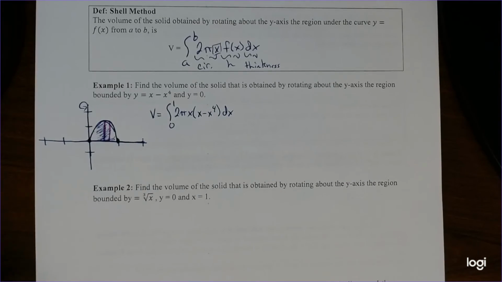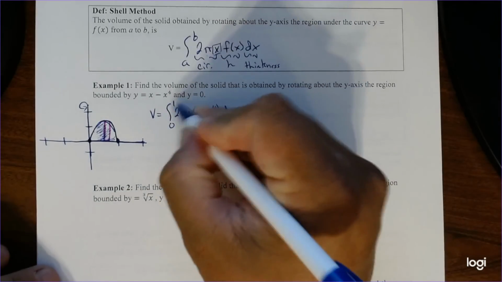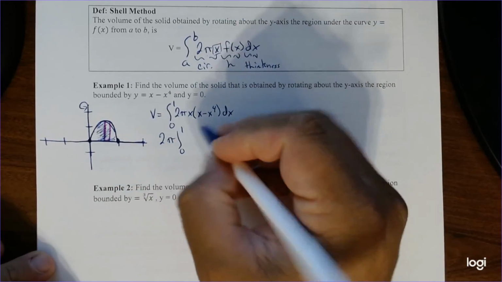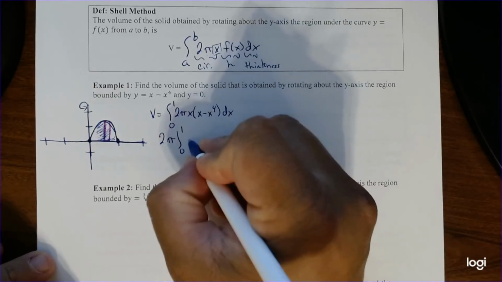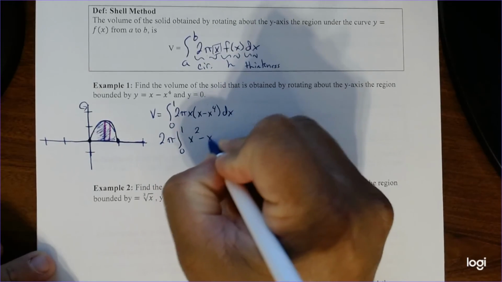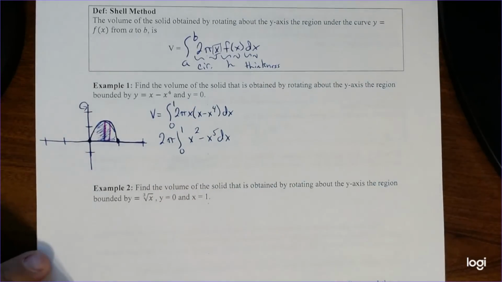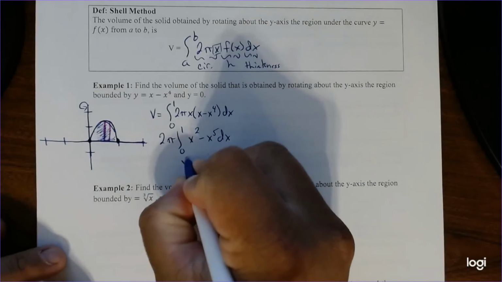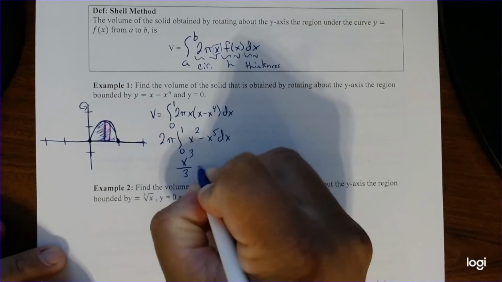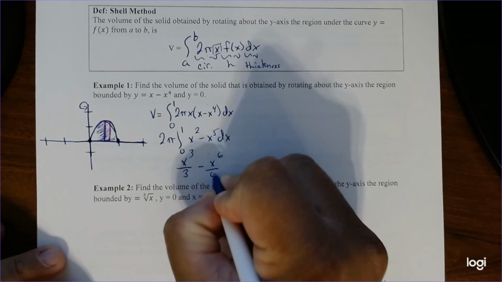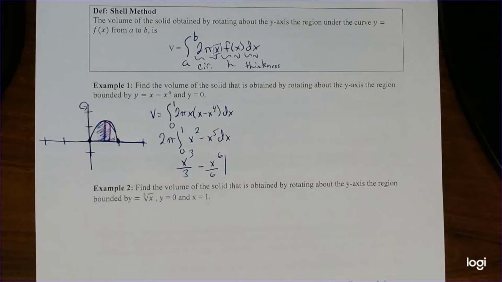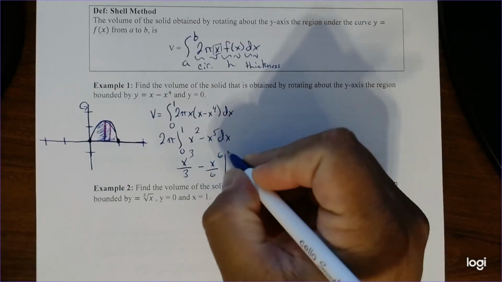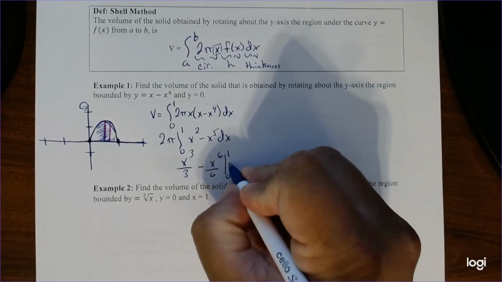We can simplify this a little. We can bring this x in and take the 2 pi out, so we have 2 pi times the integral from 0 to 1 of x squared minus x to the fifth dx, which makes it easier to look at. Integrating this gives x to the third over 3 minus x to the sixth over 6. Evaluate it from 0 to 1, times 2 pi.